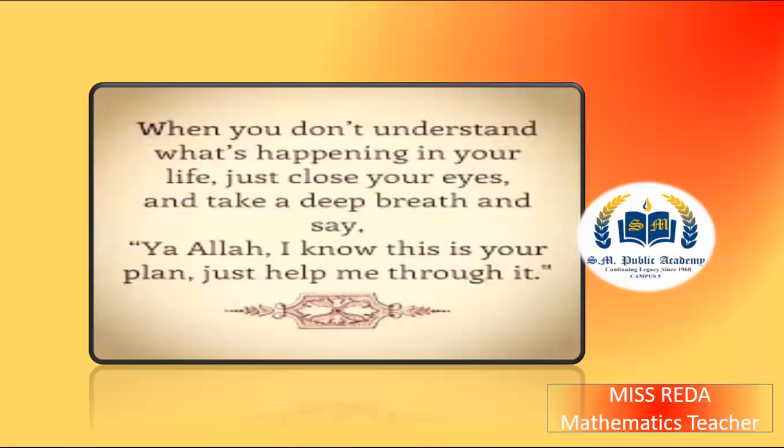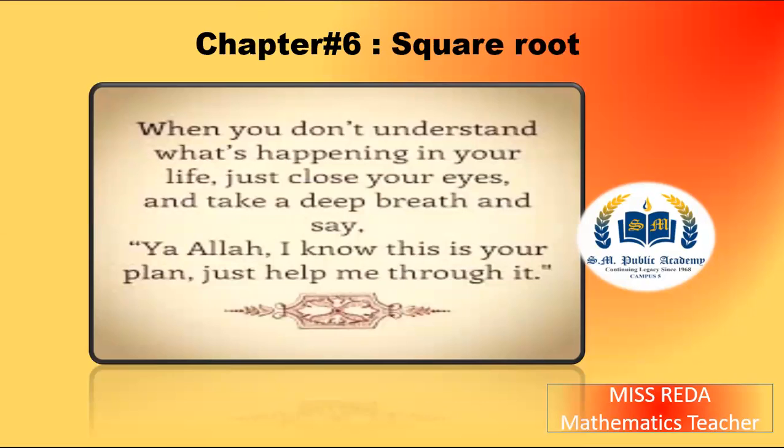So with this beautiful message, let's start the lecture. Chapter number 6, square root. Square root of common fractions. So here you can see the common fraction 49 over 64. We have to find the square root of it by division method. Here we are bound to solve this question only by division method.